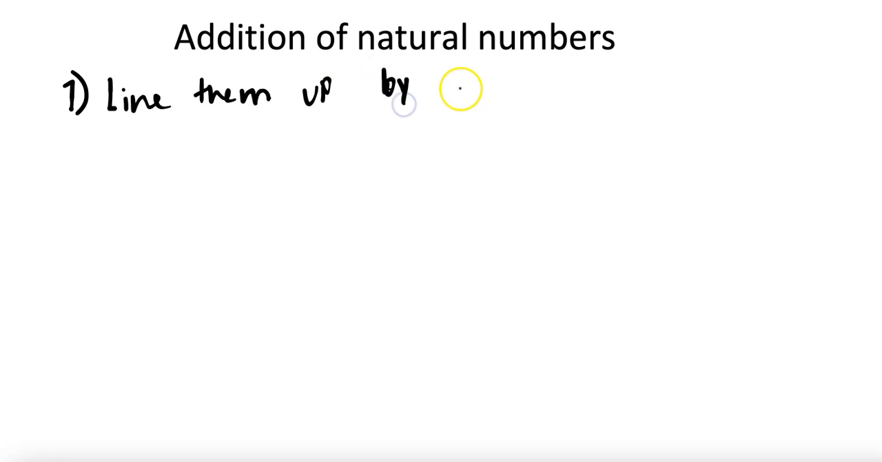Okay, so first things first, whenever you're given an addition problem, you want to make sure you read it, you understand it, and you get the numbers that you need to add, right? After that, you want to make sure that you line them up. So the first thing that we are going to do with the numbers is line them up by place value. And I will show you what that means.